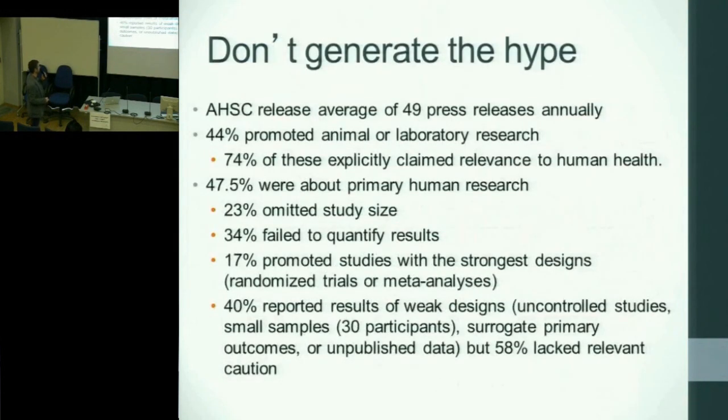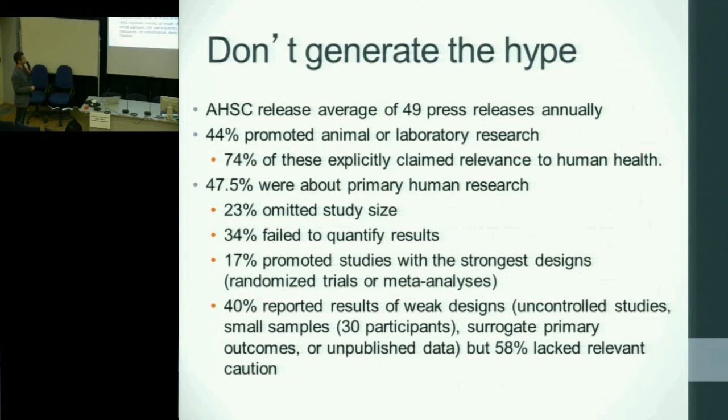Okay, so to see this from another perspective, these are the press releases annually released by an important research center at Stanford. Okay, 44% promote animal or laboratory research. Okay, and of these 44, most explicitly claim relevance to human health, while the other half are about primary human research. And these are all the omissions of the press releases.